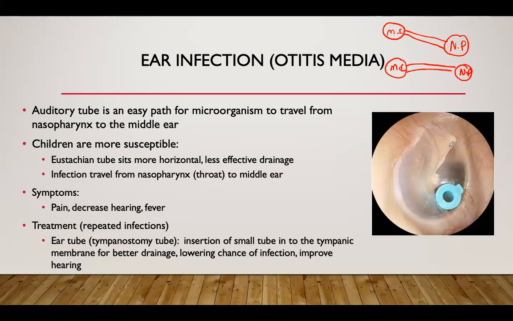What this tube does is that it first allows for really effective drainage of the middle ear, so you're not relying as much on the eustachian tube for drainage. If there is a buildup of fluid in the middle ear, it can easily drain through the ear tube, therefore lowering the chance of infection. It also improves the hearing, again, because there is no buildup of fluid in the middle ear that can put pressure on the tympanic membrane.